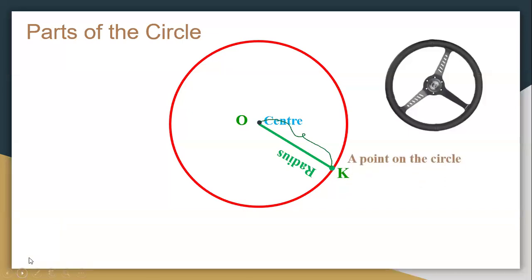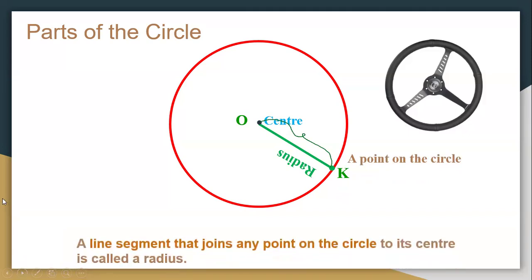So you can summarize it. That's what we call the line segment. So the radius is a line that joins any point on the circle to its center. So you can summarize it.